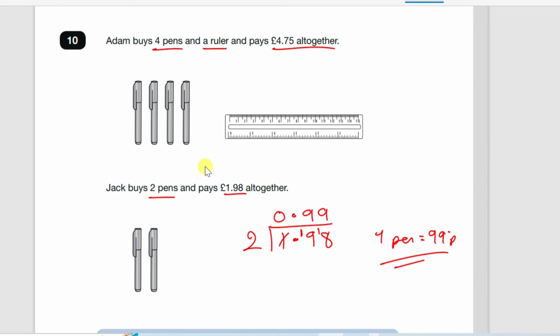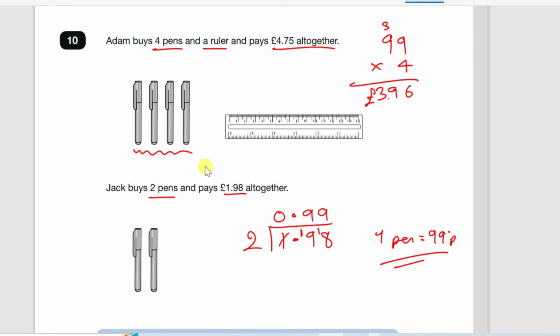So therefore, if you know 1 pen is 99p, let's work out how much 4 pens cost, yeah? So we can do 0.99. In fact, let's keep it in pennies, yeah? We've got 99p times 4. Let's work it out. 4 times 9 is 36, so write 6, carry the 3. 4 times 9 again is 36, but then we're going to add 3 this time, so it'll be 39. So therefore, we can see that it must cost £3.96 for 4 pens.